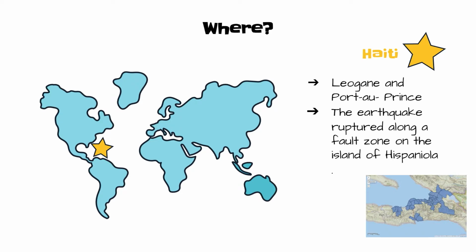The epicenter of the magnitude earthquake was at Léogâne, 15 miles west of the capital, Port-au-Prince. It ruptured along the fault zone on the island of Hispaniola, and following the major earthquake, there were several energetic aftershocks starting at 5 p.m., and it lasted randomly throughout the full week.